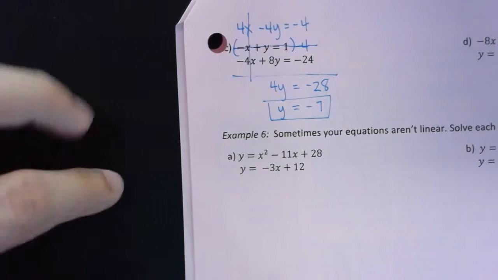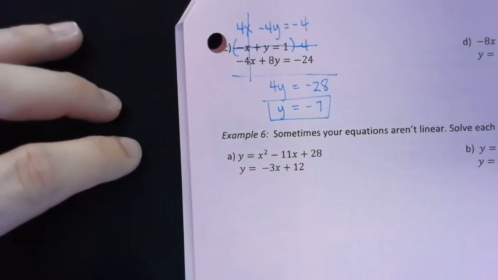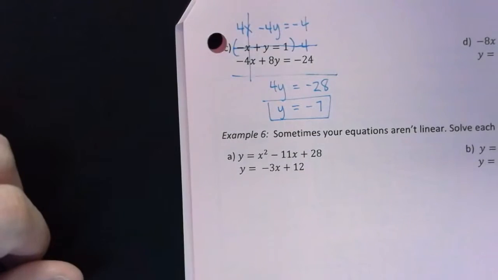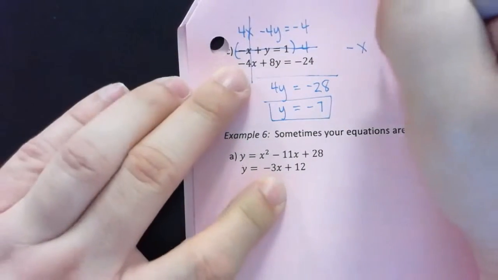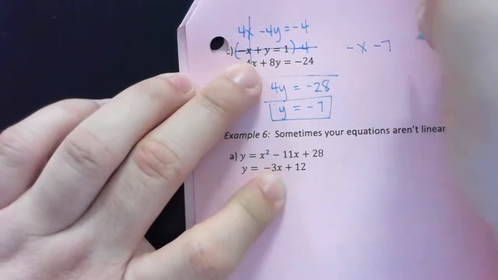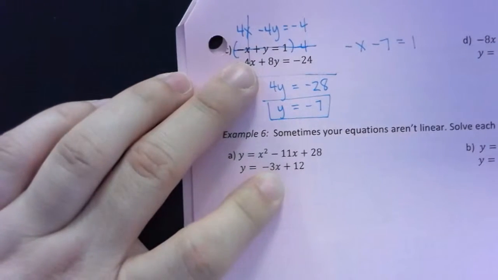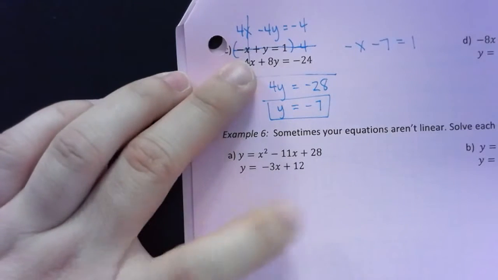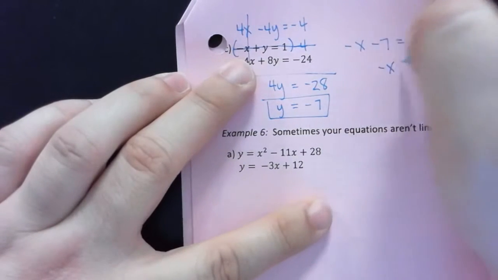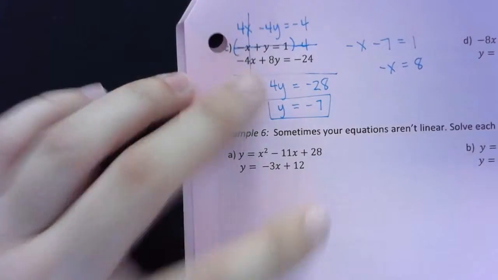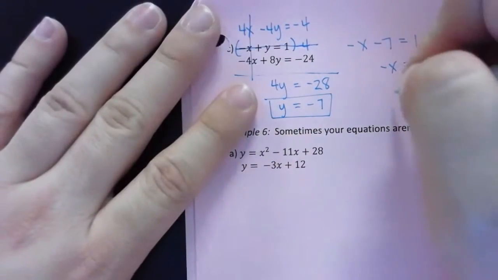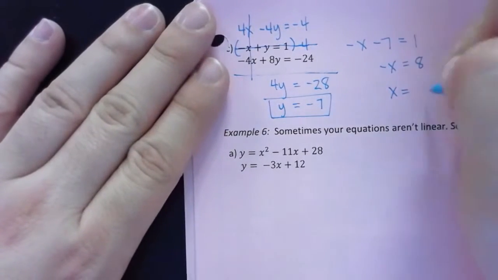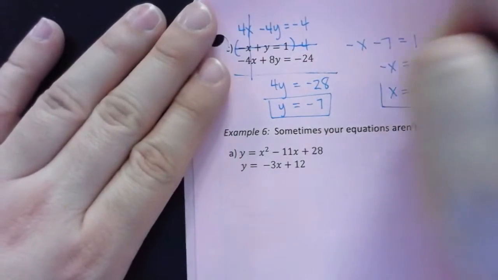Now which equation will I plug that into? Probably the one I crossed off again, I would think. If we're looking at that one, I've got negative x and then plus y, so minus 7 equals 1. Add the 7, right? Negative x equals 8. Don't forget that it's a negative x. If negative x equals 8, then positive x would be negative 8. Done.